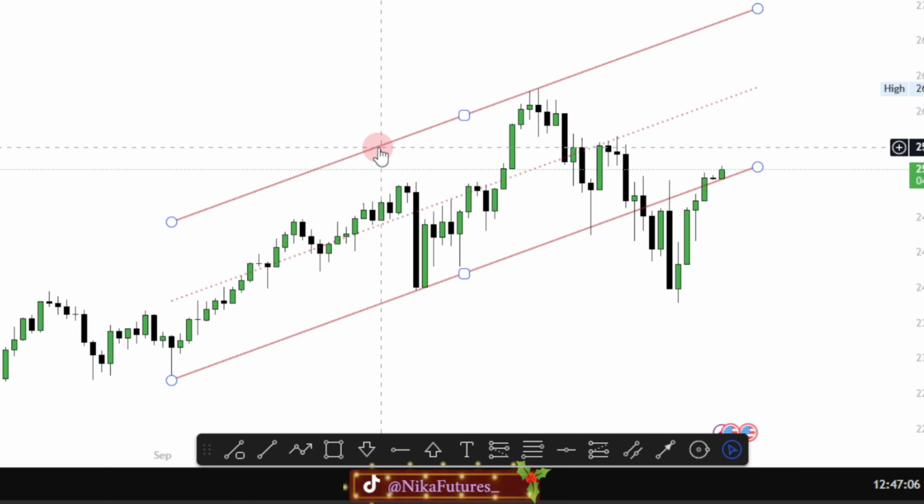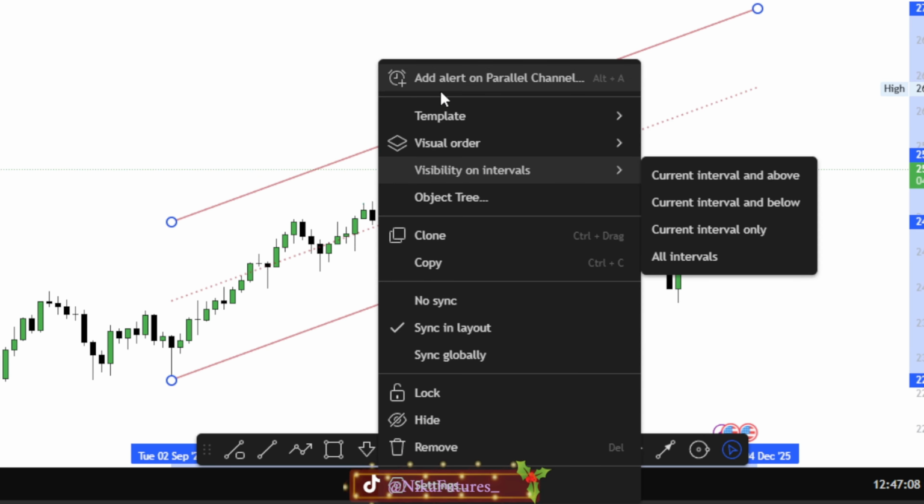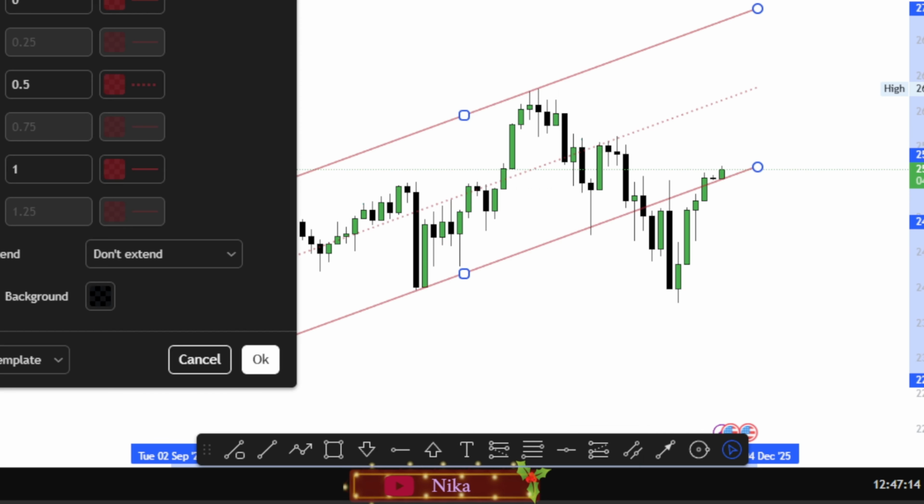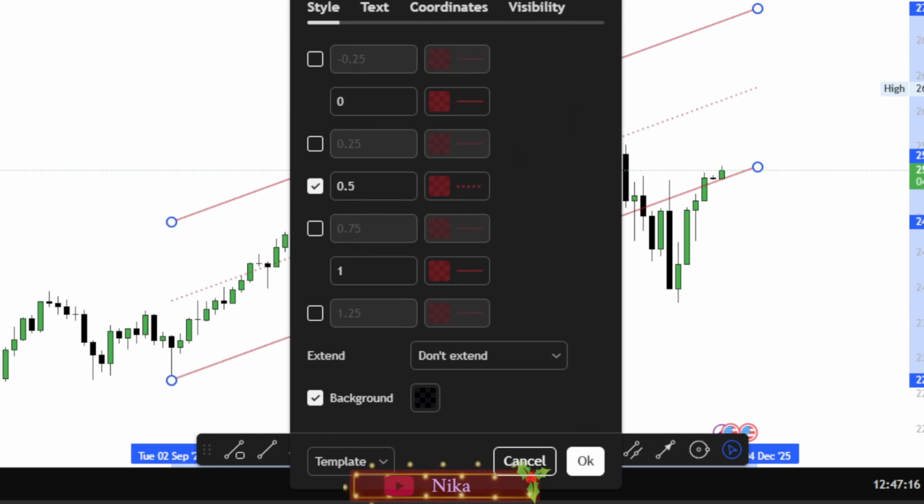You can also change the settings. Right click the parallel channel. You can go to settings right here. I bring that over.